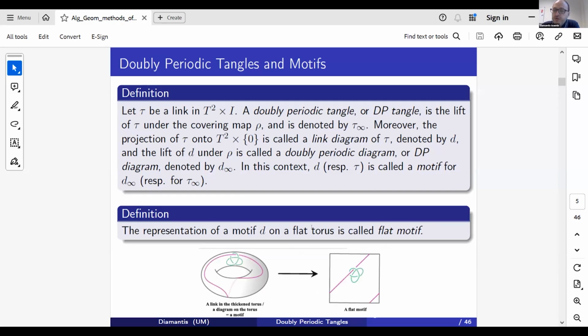So the representation of a motif on a flat torus will be called a flat motif. So what is a flat torus? I just cut open the torus and I have the identification space. And I realize that I can represent my links in the thickened torus as flat motifs, considering, of course, that parallel boundaries of the parallelogram will be glued together, and you can have the thickened torus in that way. This is extremely important for me because what we are trying to do is find the smallest possible flat motif representation that will generate the whole DP rectangle. And this is what we will call later on a minimal motif.